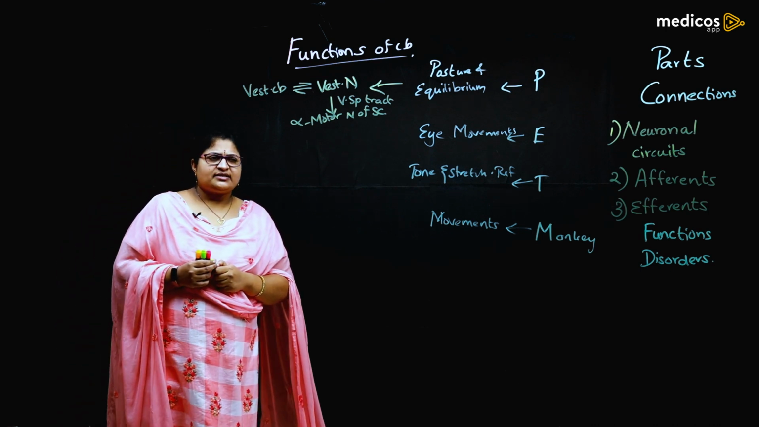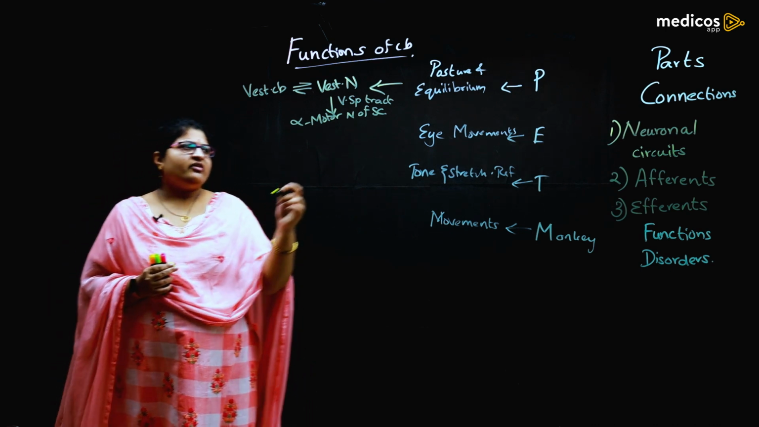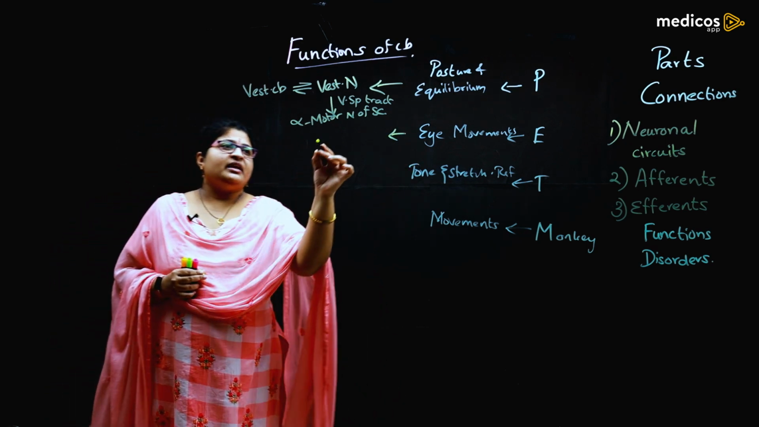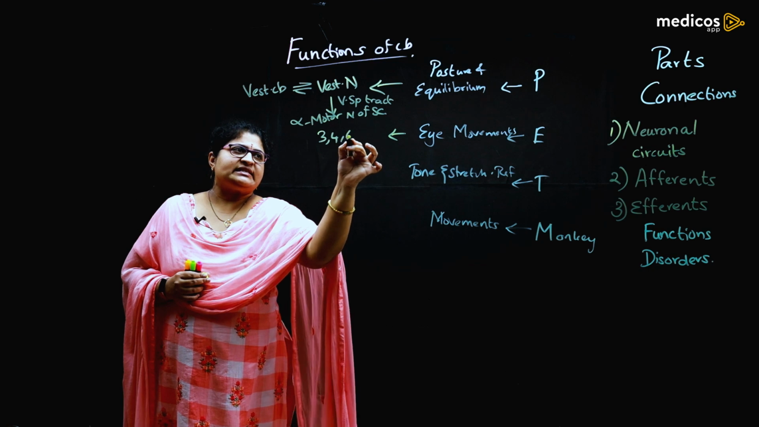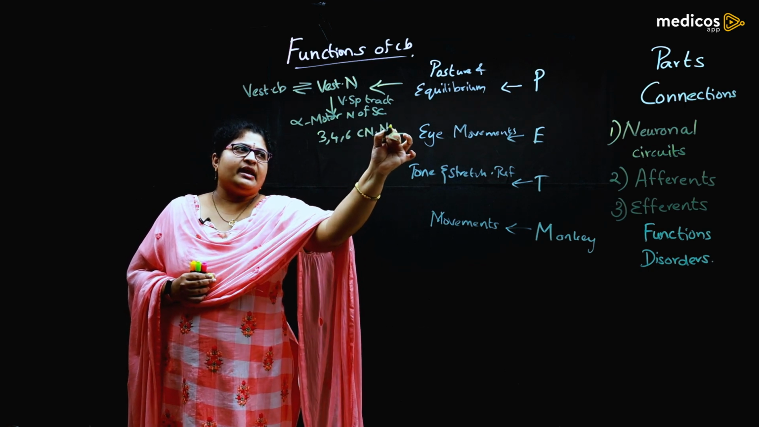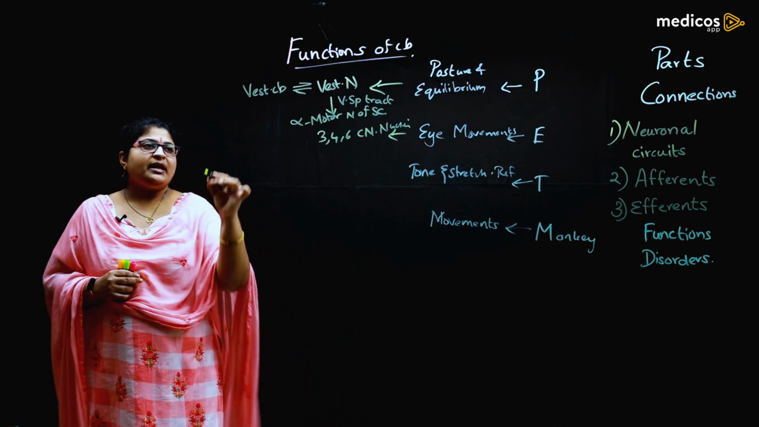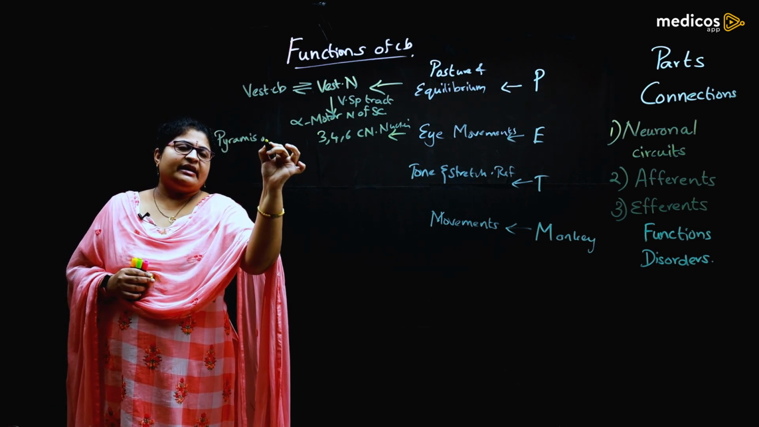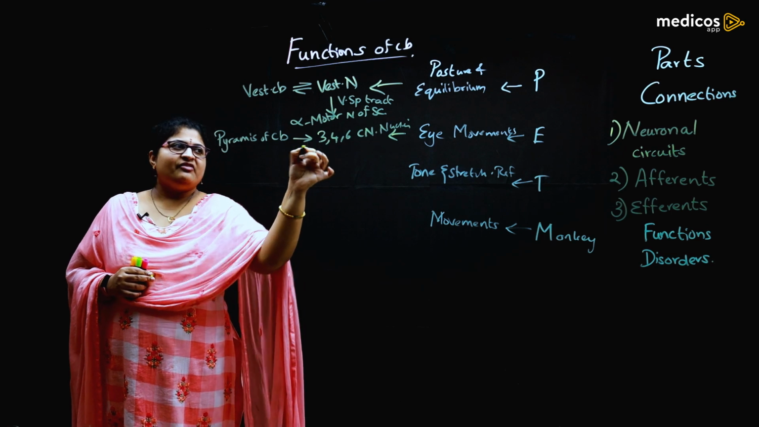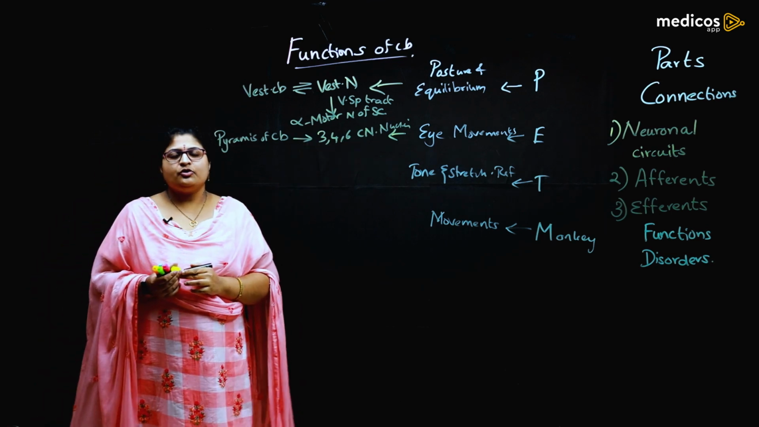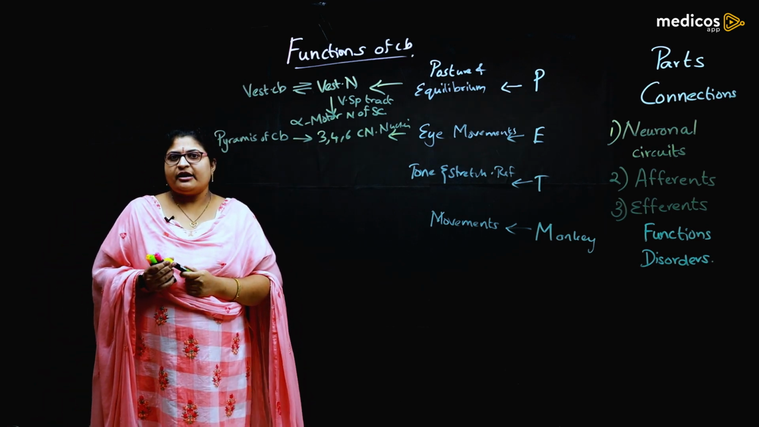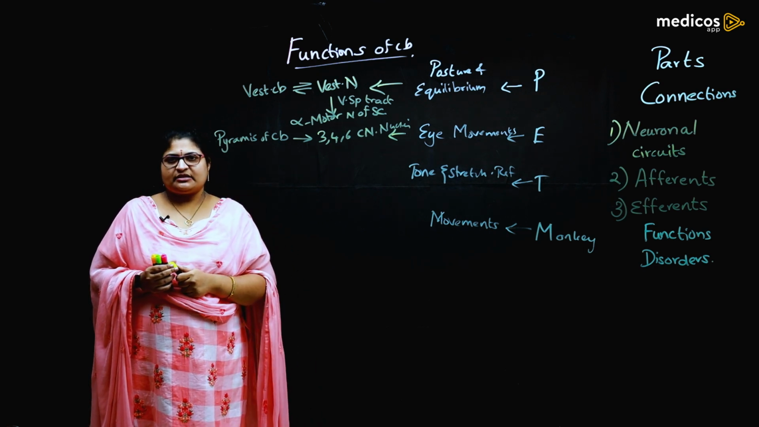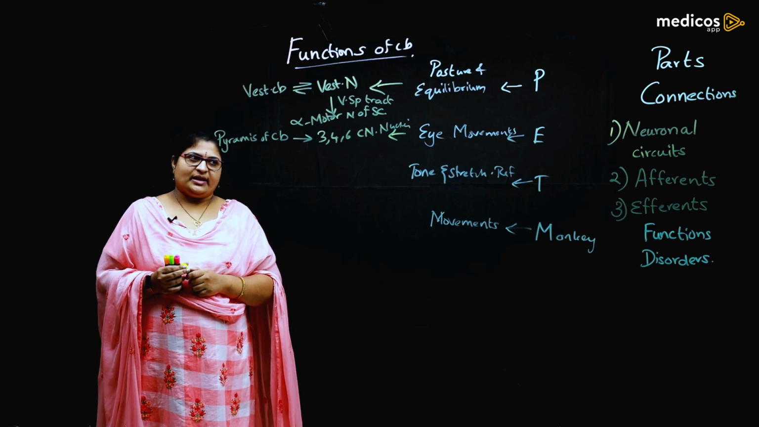And now eye movements. In the eye movements part, we have discussed that the cerebellum has influence on the 3, 4, 6 cranial nerve nuclei, especially the flocculonodular portion of the cerebellum. These 3, 4, 6 cranial nerve nuclei supply the extrinsic muscles of the eye and regulate the eye movements.